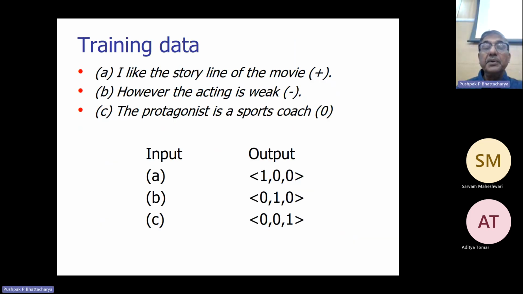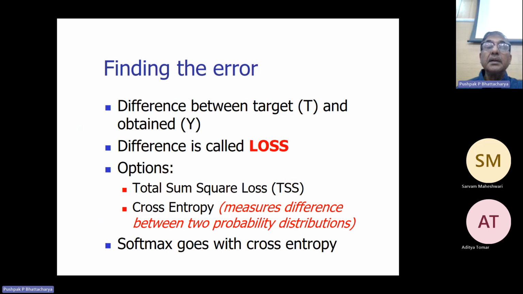So input and output are given. The difference between the target and the obtained value is called the loss function. There are two popular loss functions. One is total sum square loss. This is a very general loss function, but total sum square loss suffers from underflow.